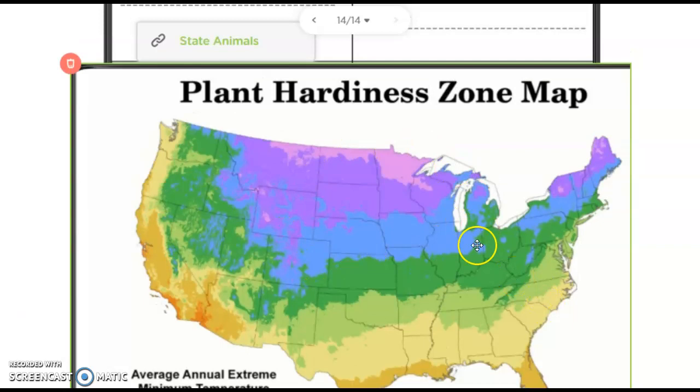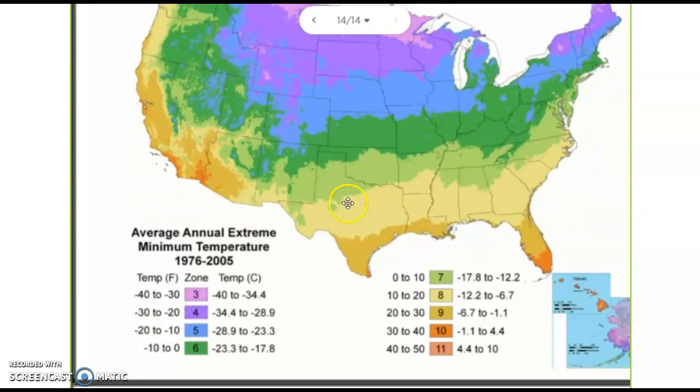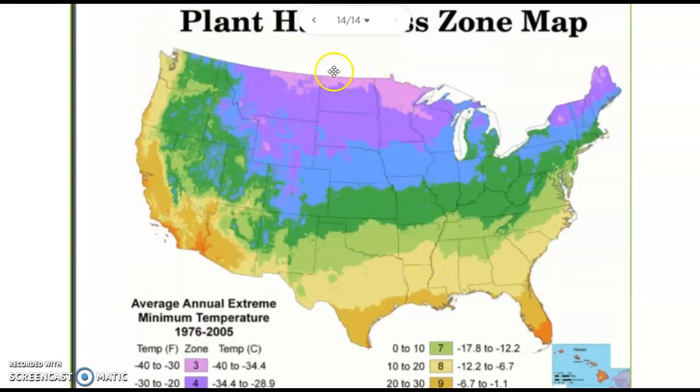Now here we have a plant hardiness zone map, and that's where plants can grow. But at the bottom, it tells us the average annual extreme and the minimal temperatures. So we're going to be looking on the left side where it has degrees Fahrenheit because that is what we measure our temperature in in the United States. And you can see if it is pink, then it gets to -40 and -30 degrees.